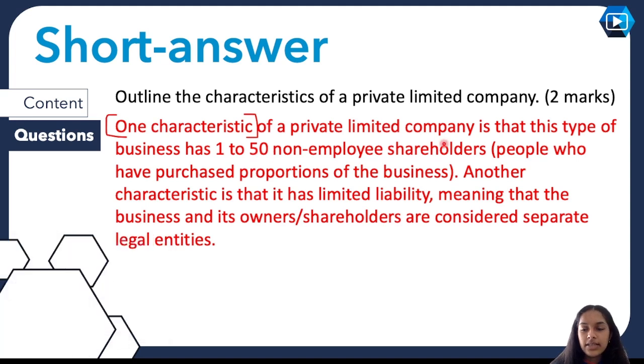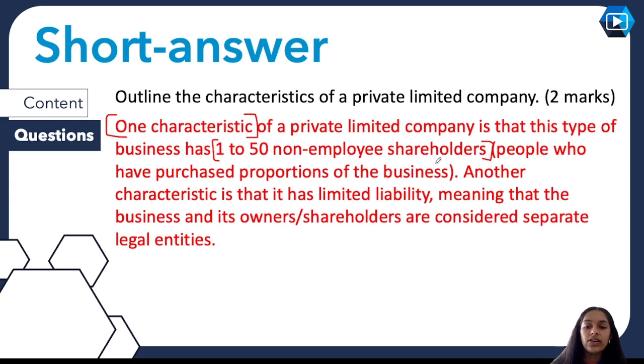they've said the characteristic of a private limited company is that this type of business has 1 to 50 non-employee shareholders. So that's a key part of that first characteristic. And then they've taken an extra step and they've also demonstrated their understanding of what a shareholder is. So in brackets, they've put people who have purchased proportions of the business. So again, just going that extra step looks a bit more impressive as well.